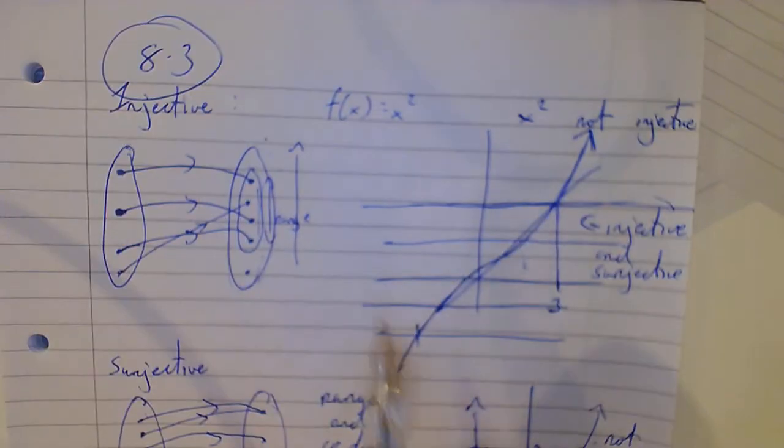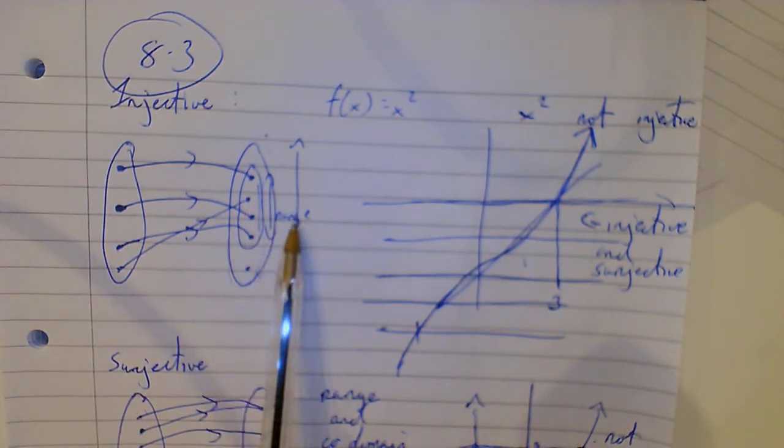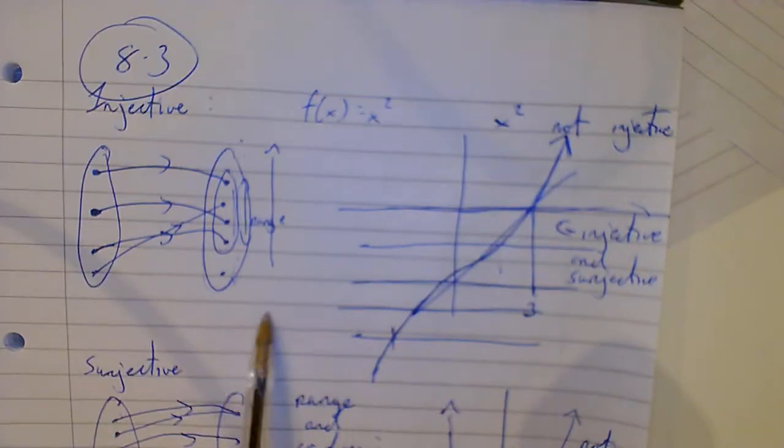Okay? Is the range and the codomain the same? No? Okay, if the answer is no, it cannot be surjective. If yes, it can be surjective. Now, injective, you can have the range and the codomain the same.